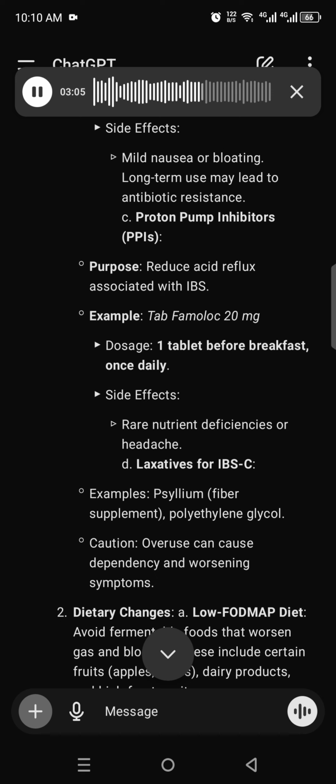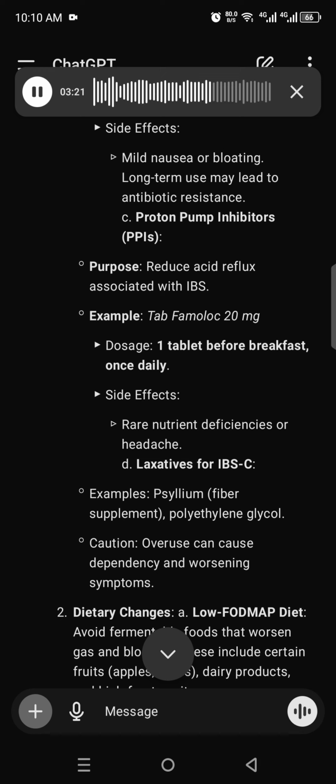C. Proton pump inhibitors, PPIs. Purpose: reduce acid reflux associated with IBS. Example: Tab Famalock 20 mg. Dosage: 1 tablet before breakfast once daily. Side effects: rare nutrient deficiencies or headache.